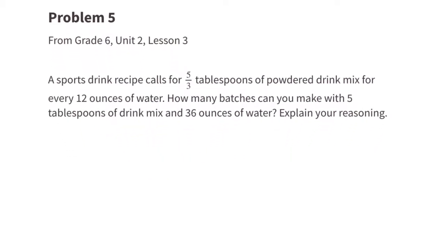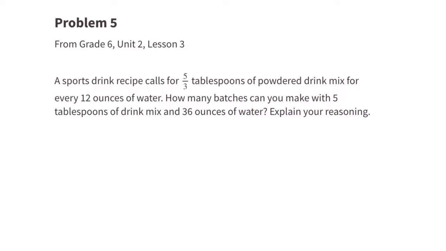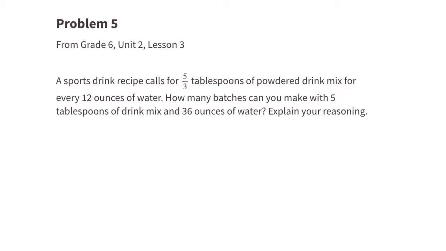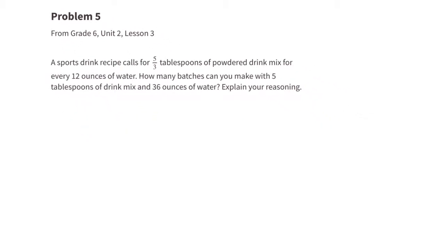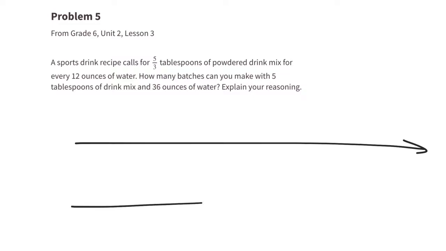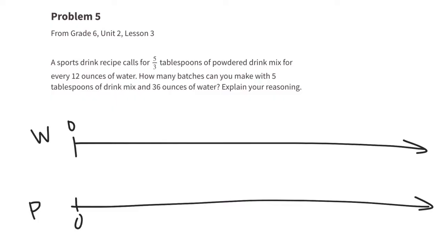Another little bit of review. A sports drink recipe calls for 5/3 tablespoons of powder for 12 ounces of water. How many batches can you make with 5 tablespoons of drink mix? All right, we can either make an equivalence table or a double number line. Let's do a double number line because they're kind of telling us that's a review question. Let's do our powder down here and our water up here. And we know that if we begin with them both at 0, it always begins with 0, right?